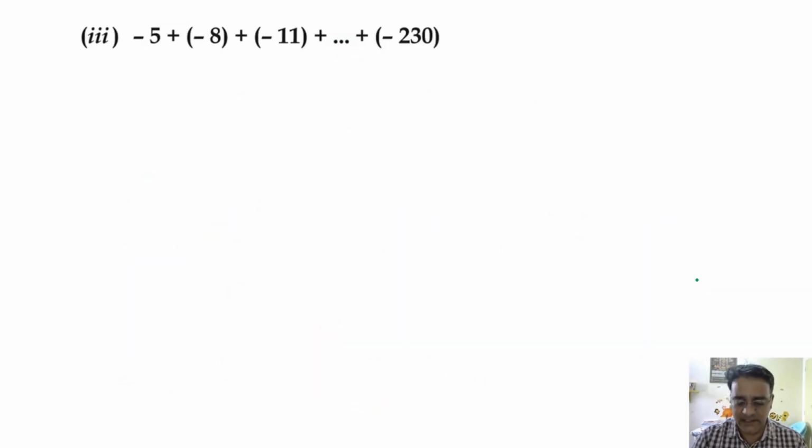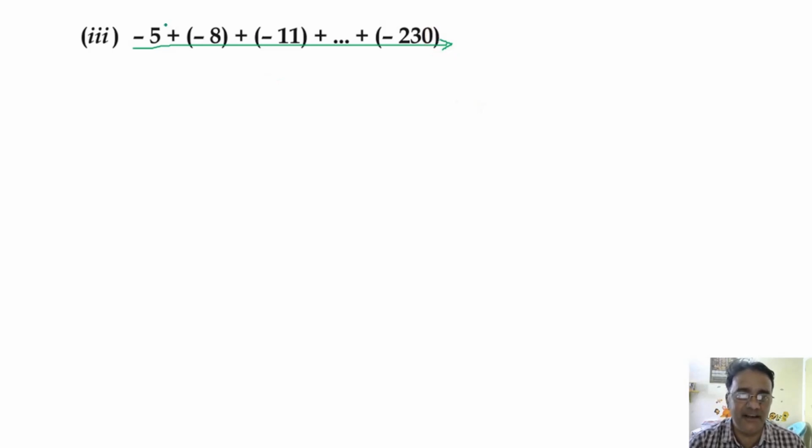This is in decimal form, in the form of negative integers, where all are negative numbers. Many people make mistakes here. So first tell me the order of the numbers. Increasing or decreasing? This is decreasing order, because among negative numbers, the bigger the number, the smaller the value. So this is decreasing order, and d should be negative. You have to keep that in mind.